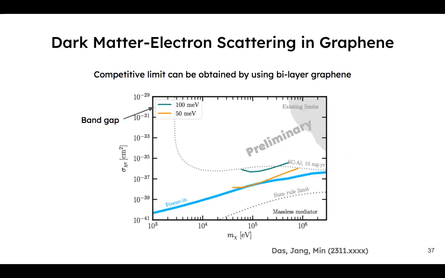This is again dark matter, in this case of course dark matter electron scattering, and these two lines are for two different band gaps, 50 and 100 milli-electron volt. You can see that the projection is almost touching the freeze-in curve here, and this is for an exposure of 10 milligram. If you compare this with other ideas, for example superconducting aluminum, it can actually beat superconducting aluminum on a gram per gram basis. We are still working on this, and hopefully we'll have this paper out next month or so.